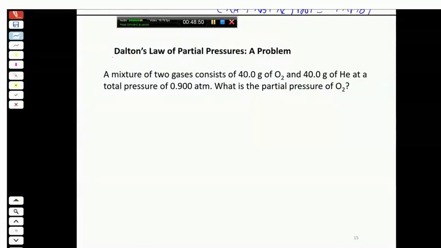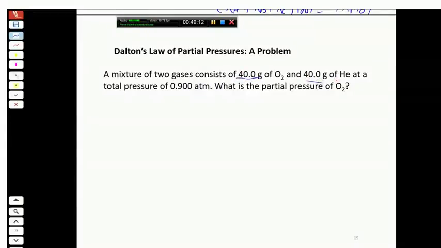Alright, so let's do a quick problem with Dalton's Law. So let's say we have a mixture of two gases, 40 grams of O2 and 40 grams of helium at a total pressure of 0.9 atmospheres. We want to know what is the partial pressure of O2. So what those last relationships told us is that partial pressure depends on the number of moles of each gas, not on the masses. So the masses here, we can't use these directly, but we can use those to find number of moles.